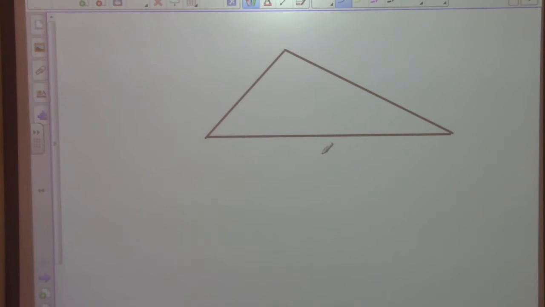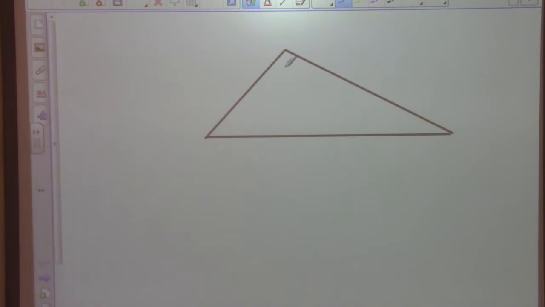What do you notice about this triangle that I've drawn? All sides are different lengths. All sides are different length? Okay, that's a good observation. What else do you observe about it? Well, it'll come to us.